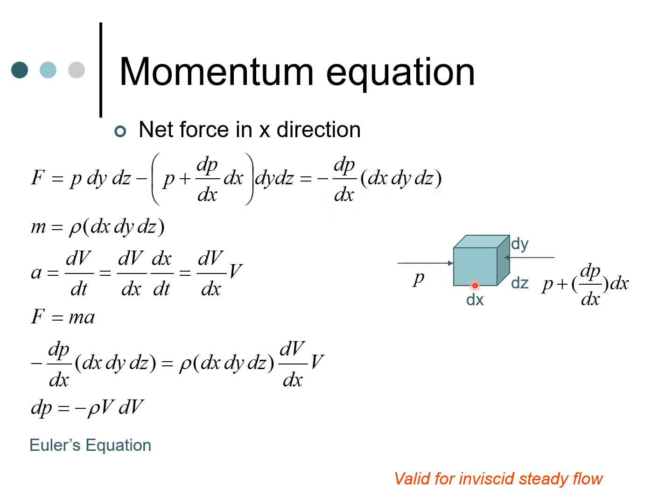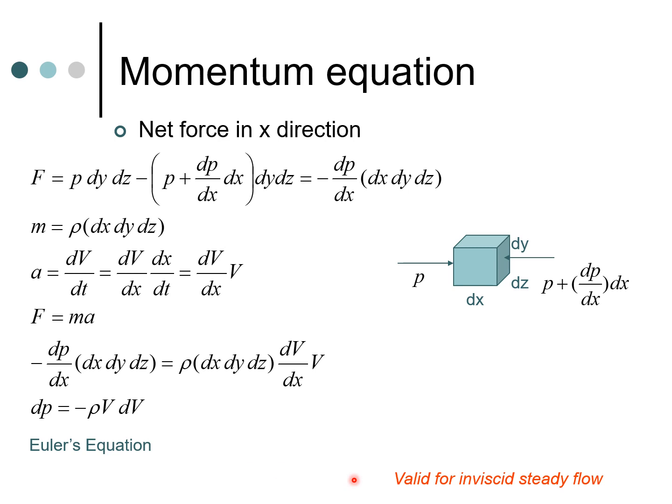Now we know that this small piece of fluid, being a cube, is going to have a volume of dx dy dz. So I can say mass is going to be rho into dx dy dz. If we think of acceleration, that is dv by dt, or dv by dx into dx by dt, or dv by dx into v. Now I take Newton's law, F is ma, and plug in the force, the mass, and a. I do some cancellations of dx dy dz, and I get dp is minus rho v dv, and this is the Euler's equation.